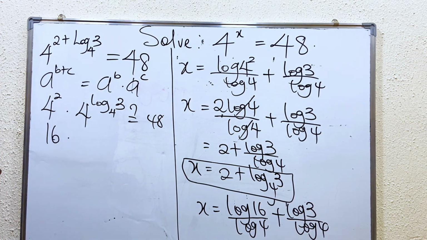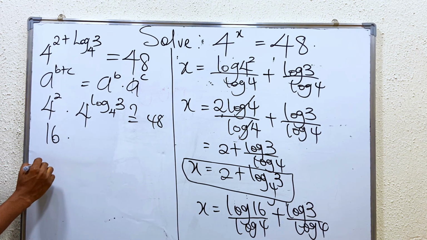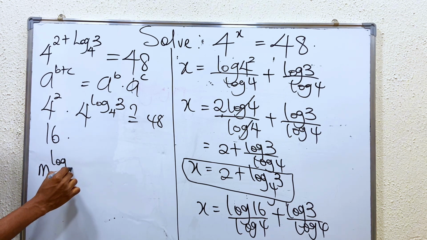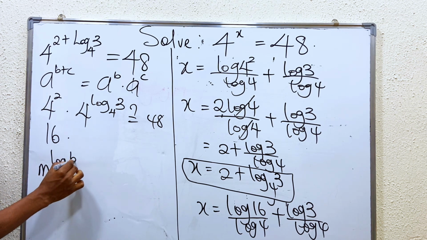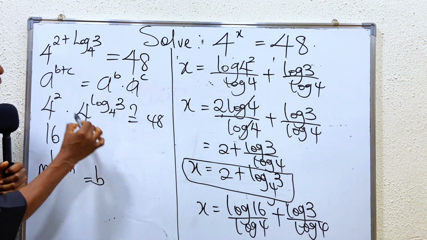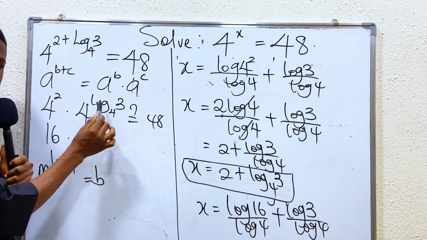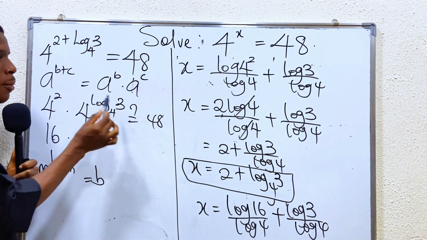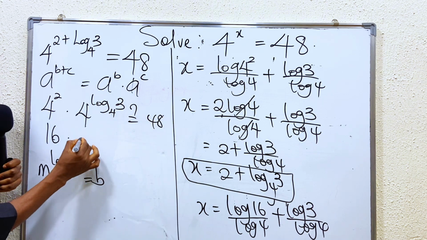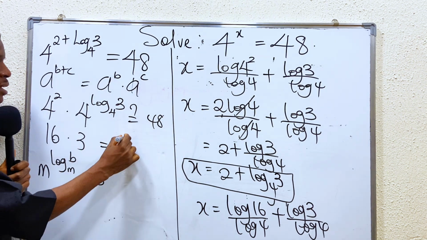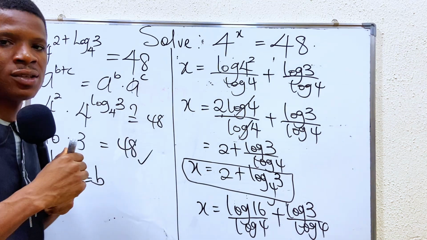And one of the laws of exponent says that whenever you have a number like m raised to the power of log base m of b, the answer is b. So if you look at this now, this is 4. We raised it to a power of log base 4 of the number 3. So what do we get? The answer becomes 3, because 3 is the number here. 16 times 3 is exactly 48. So our answer is right.